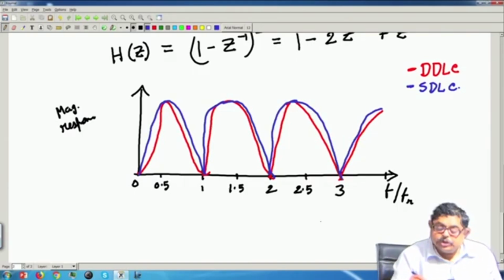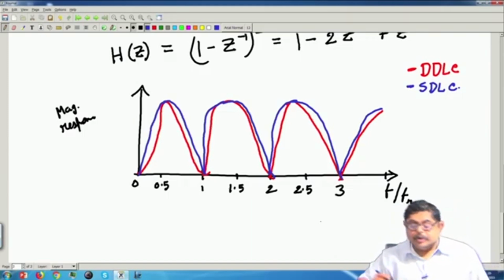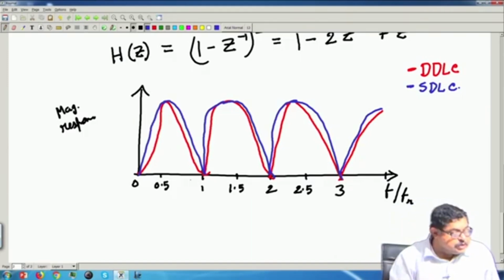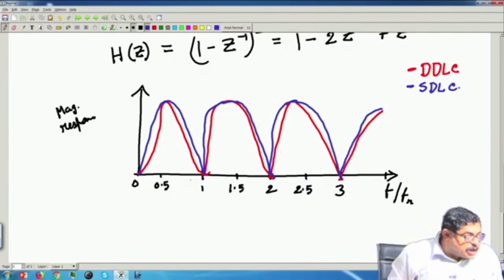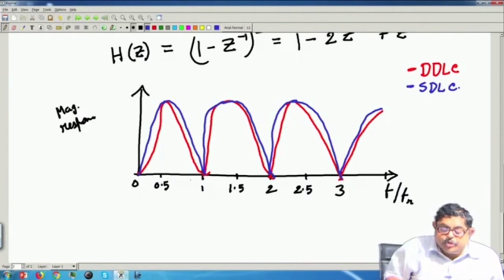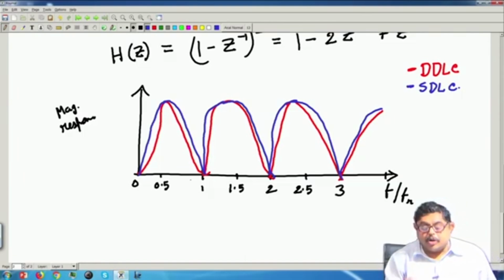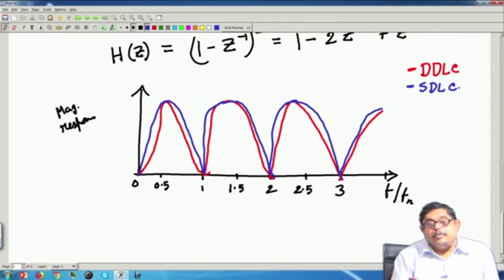So, you see the DDLC, what is the effect of DDLC? That has made the stop band notch much sharper. So, one problem it has solved, that the notch is much sharper, so clutter attenuation will be better, but it has one problem, that it is more non-uniform in the pass band. You see, compared to SDLC, the DDLC is more non-uniform in pass band.